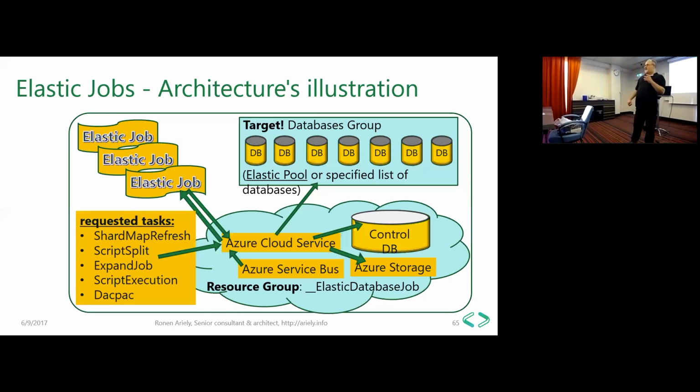This element is in charge of the sync of the execution, and we need a storage. Why? We need a log. We need to know if the execution succeeded or not, and if it succeeds on each one of the databases separately. All the information needs to be logged inside the Azure storage. And of course, we need the control database. The control database is a database that includes all the information, the queries that we use, the target that we use. All the metadata of the system is stored in this control database.